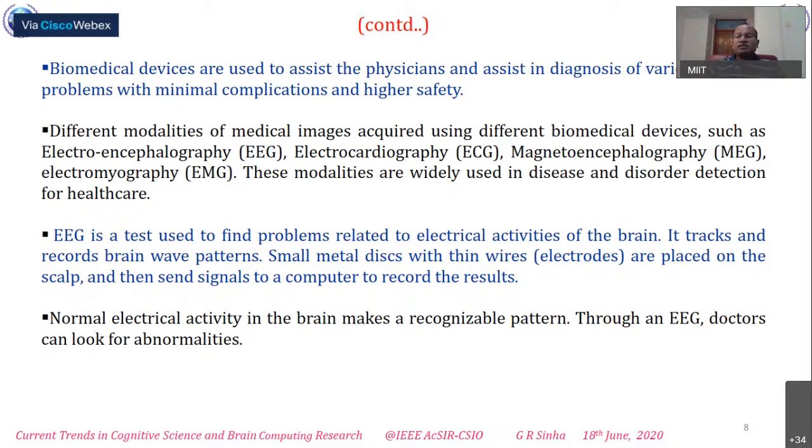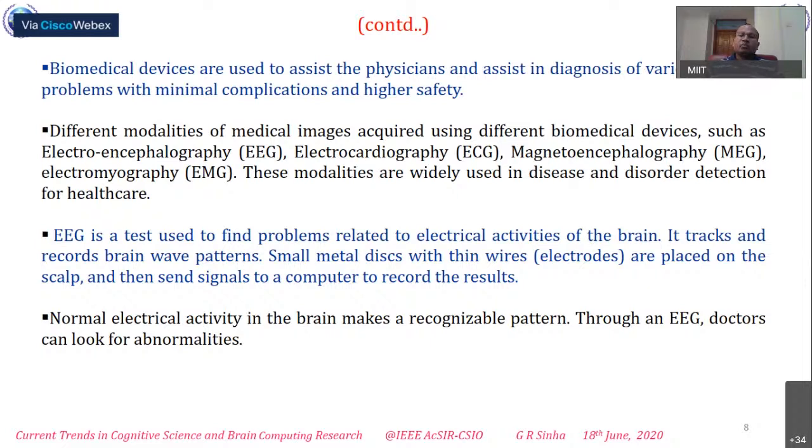fMRI, functional magnetic resonance imaging, is also taken from the brain signal. So there are different modalities of medical images which are captured with the help of biomedical equipment or acquisition systems, and those modalities are used in analysis and interpretation by the computer.